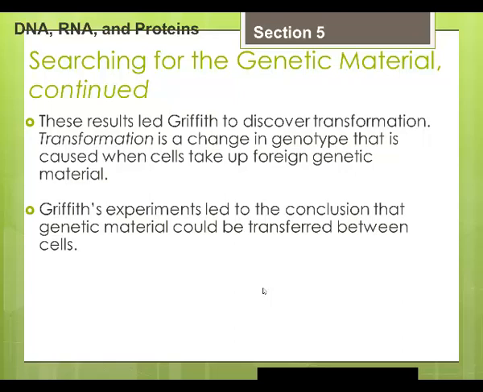He wasn't exactly sure how that could happen, but based on his experiment, he felt that some way there had to have been genetic information from the dangerous bacteria that was picked up by the harmless bacteria.